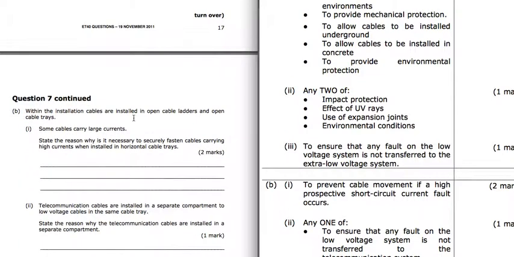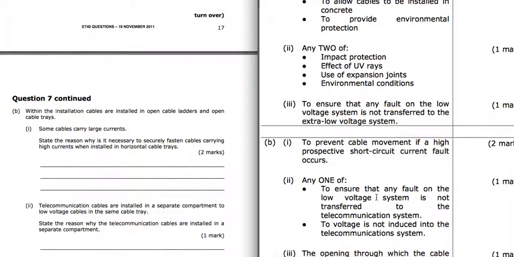Within insulation, cables are installed in open cable ladders and open cable trays. Some of these are going to carry large currents. Why do we need to fasten them down in horizontal cable trays? Well, if we get a very high current, a prospective short circuit current, so if there's a fault and we get high currents flowing, then the cables, because of the current producing magnetic effects, are going to start to repel or pull together, so they're going to move, and so we need to tie them down and securely fasten them.